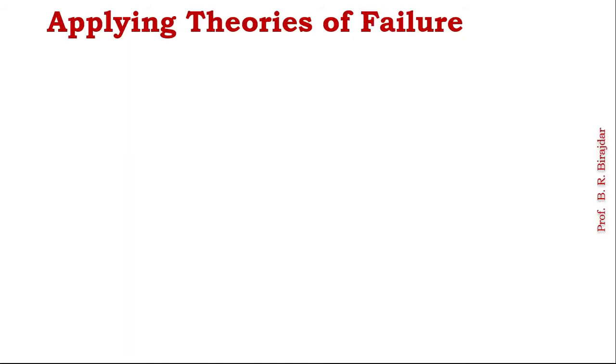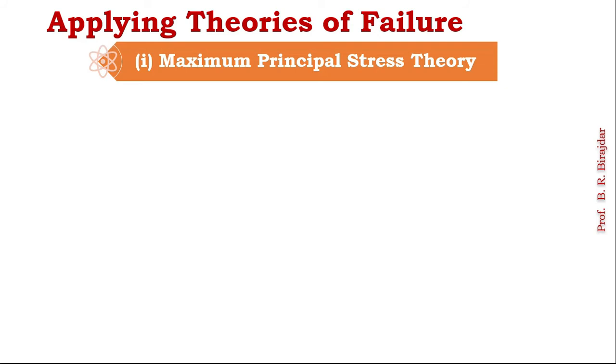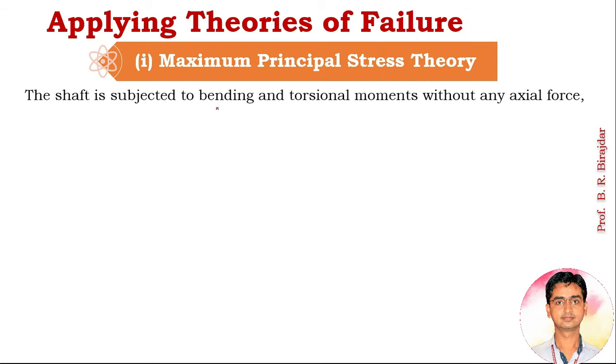Now we will apply the theories of failure. The first is the maximum principal stress theory. The shaft is subjected to the bending and torsional moment, without any axial force, meaning here we are considering case 2, that is sigma x is equal to sigma b. In the previous lecture we already found the bending stress, sigma b is equal to 32 Mb divided by pi d cube. Mb is the bending moment and d is the diameter of the shaft, which we already calculated.